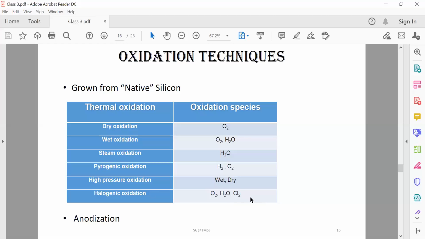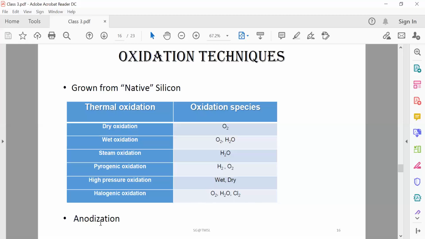Because in our system, if there is any alkaline element like sodium or potassium chloride, which is easily dissolved in water, the sodium and potassium ion contamination can be prevented by incorporating some chlorine into the chamber. That is why in some cases halogenic oxidation is popular for high purity oxide growth. And these are basically thermal oxidation techniques where you are growing the oxide.